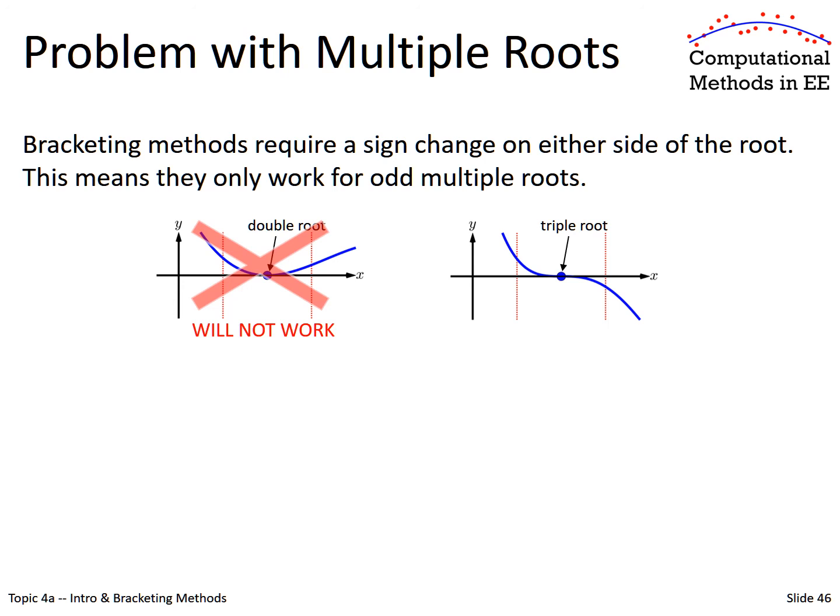We do have a problem when it comes to multiple roots and bracketing methods. Our bracketing methods required a sign change on either side of the root. That means if we have 2 roots, 4 roots, 6 roots, or really any even number of roots, we can't use our bracketing methods, at least not without modification. So we need a single or really odd multiple roots in order to use a bracketing method. But it turns out there's a very clever fix to this.